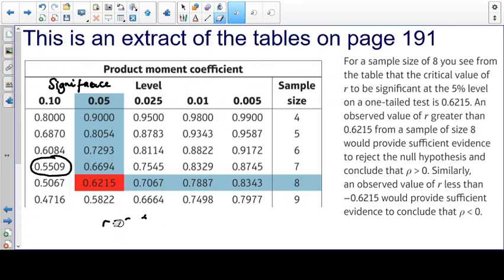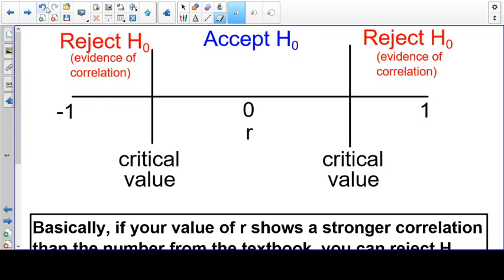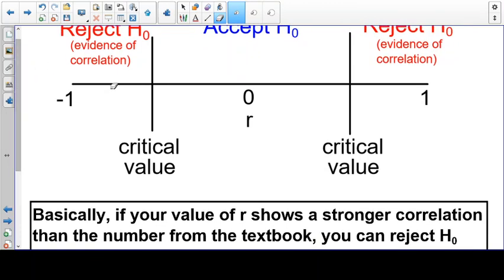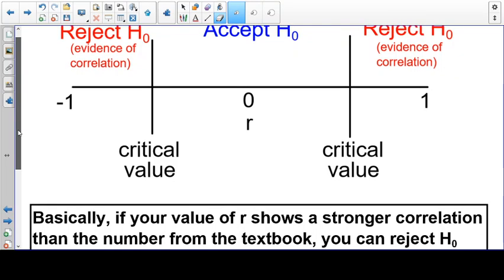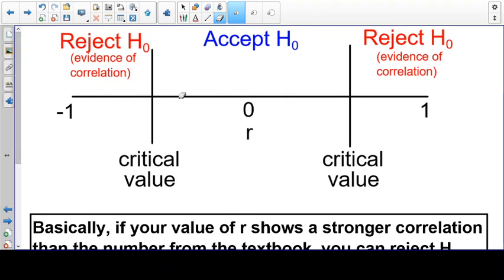So what we're going to do is compare our R value to these critical values here. Depending on what they are, we will either reject our null hypothesis and say that there is enough evidence of correlation, or we will fail to reject our null hypothesis. So basically, if your value of R shows a stronger correlation than the number from the textbook or from the formula booklet, we're going to reject H0.